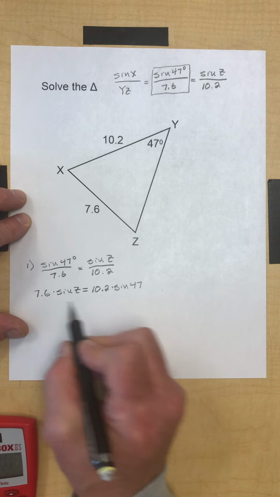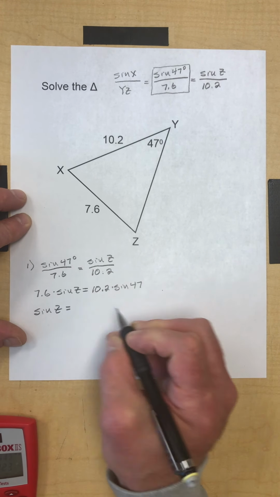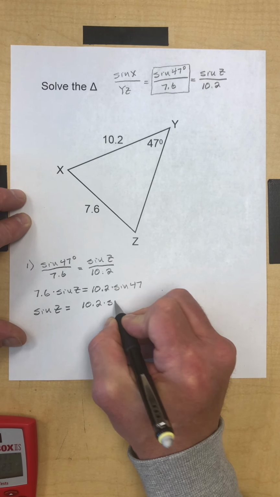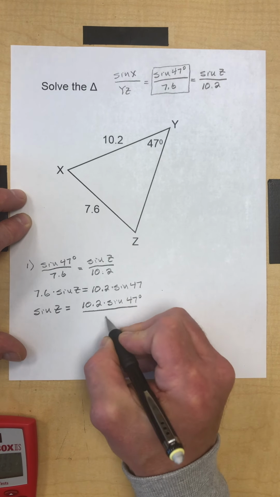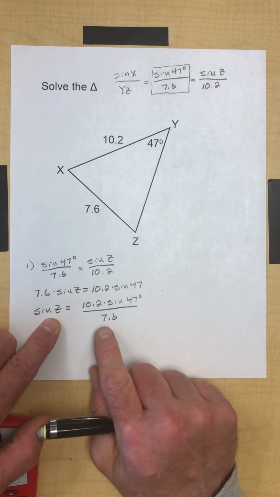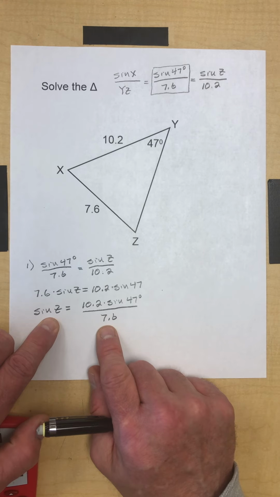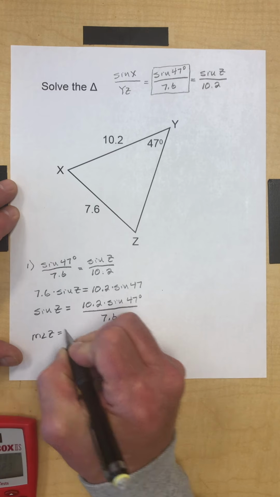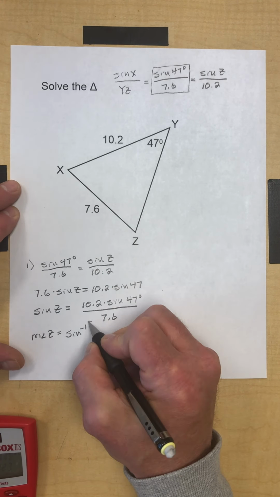and then I divide both sides by 7.6, so I get the sine of angle z equals 10.2 times the sine of 47 degrees, all divided by 7.6. Okay, so if the sine of angle z equals this, then the measure of angle z would be sine inverse of that guy. So the measure of angle z is sine inverse of this entire thing.